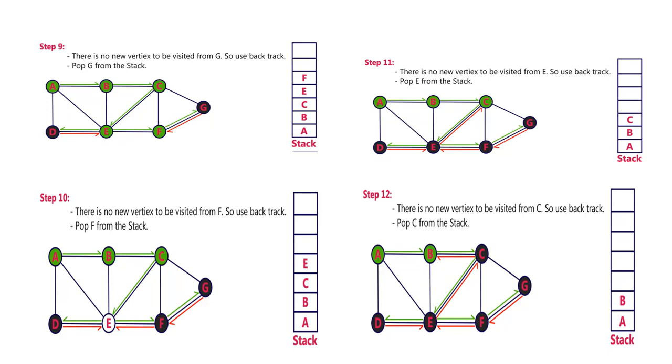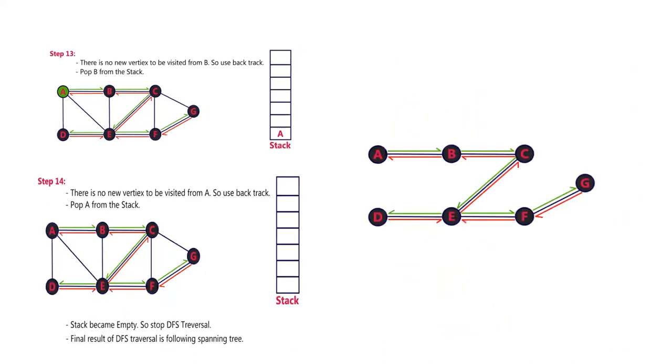From D, we do the backtracking again and come back to E. There is no new vertex, so we do the backtracking and come back to C, then come back to B, and then come back to A. Likewise, we come back to the starting vertex and all the vertices on the stack are removed.